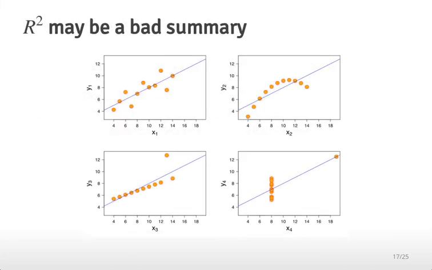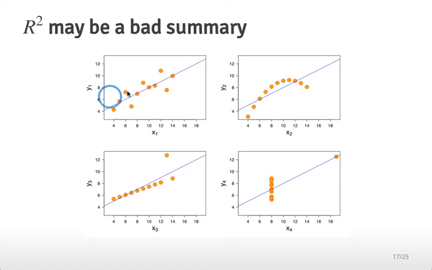Something to keep in mind is that a lot of people use R squared to summarize linear model fits, and it may not necessarily be the best summary. This is again from the Wikipedia article that I referenced earlier when I was talking about R squared in regression in the real world. What you can see is that these linear regressions all have the same R squared, but they fit the data dramatically differently in each case.